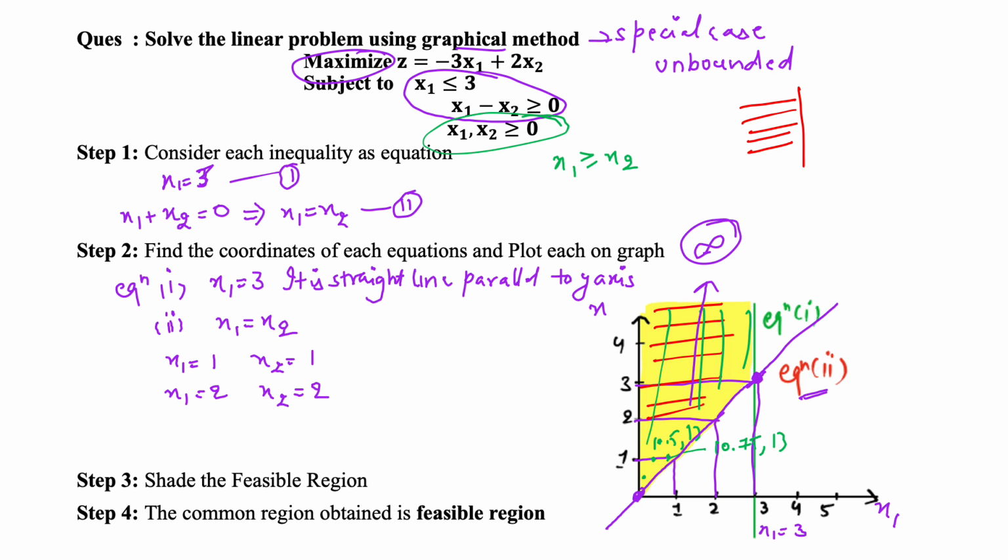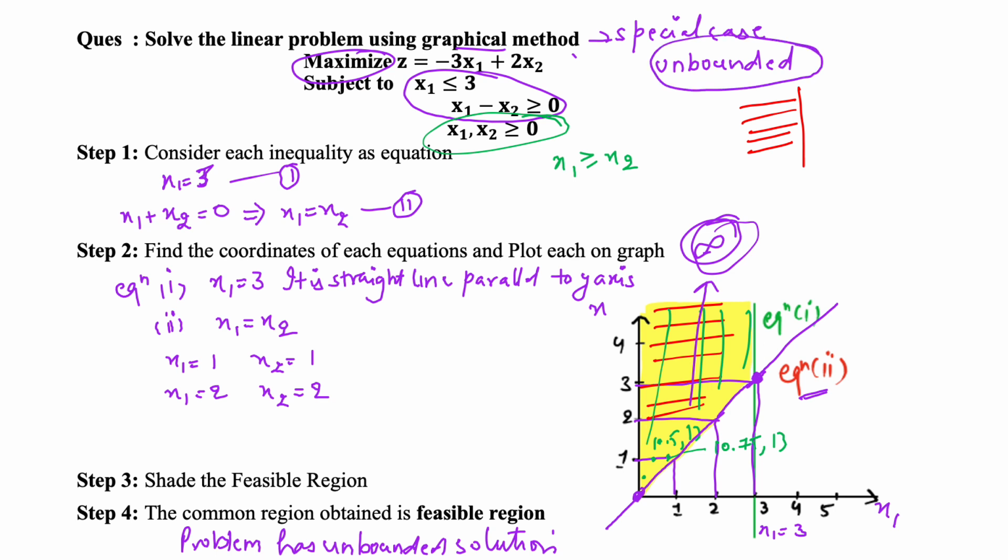So what is the conclusion? The common region obtained is a feasible region, but the problem has an unbounded solution, because we will not get any maximum value. The maximum value is at infinity, and we are not aware of that point. It is not any point x1, x2. We will not be able to get any optimal solution. So this is the special case where we get an unbounded solution.